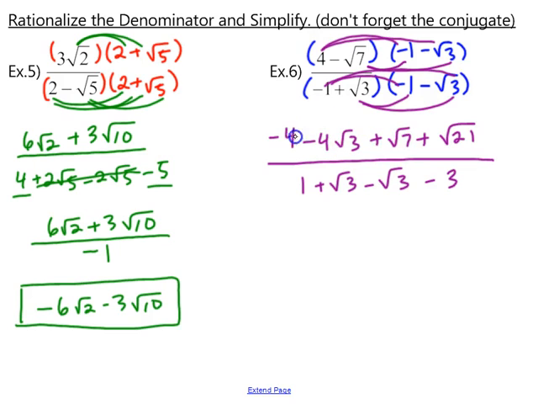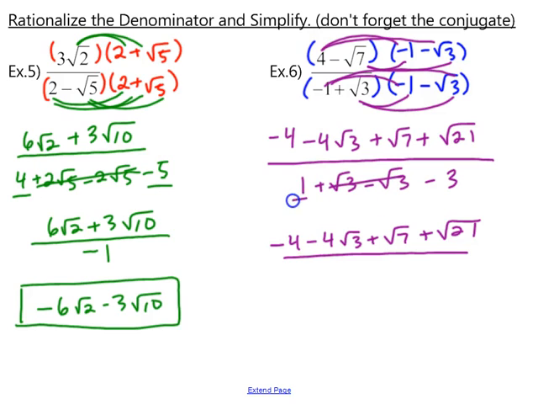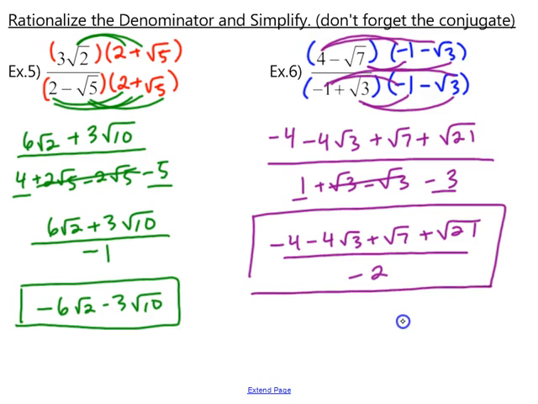Along the top, we have negative 4, and then we have a root 3, root 7, and root 21. None of these three radicals can be simplified, so the top just remains exactly as you see it. There's nothing we can do to simplify that any further. And then along the bottom, positive root 3 minus root 3, that cancels out, so we're left with 1 minus 3, which gives us negative 2. So this is going to be our simplified, rationalized expression.